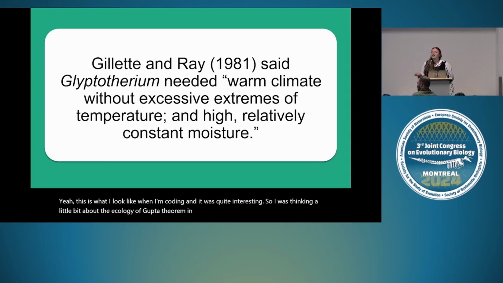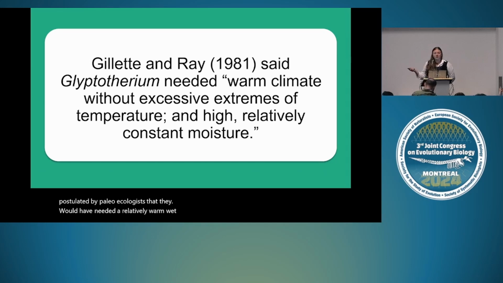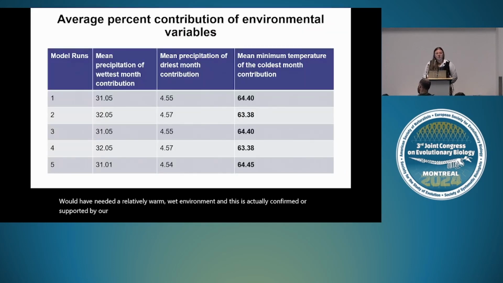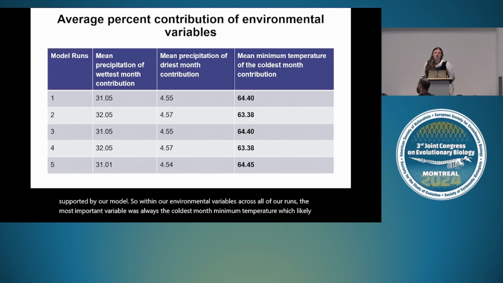And in the 80s, it was postulated by paleoecologists that they would have needed a relatively warm, wet environment. And this is actually confirmed or supported by our model. Within our environmental variables, across all of our runs, the most important variable was always the coldest month minimum temperature, which likely indicates that that's what's constraining the range the most of these animals. So it supports that they probably did need a warm environment.